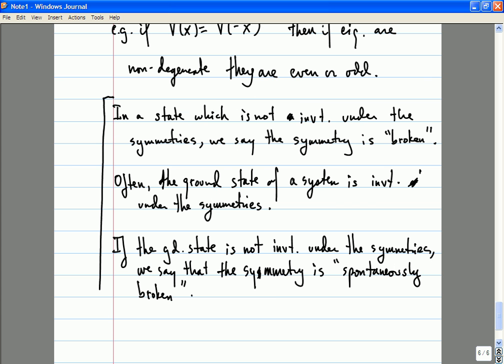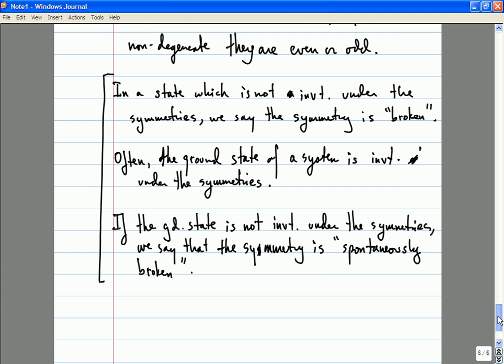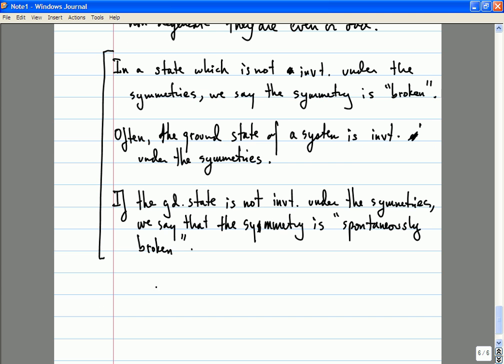So let's say that you have some eigenstate with energy E. H acting on it is just a number times the state. Then you can consider parity acting on that state, and you'll find, because H commutes with pi, that it's an energy eigenstate with the same eigenvalue. So it can either be your original state that you started with.